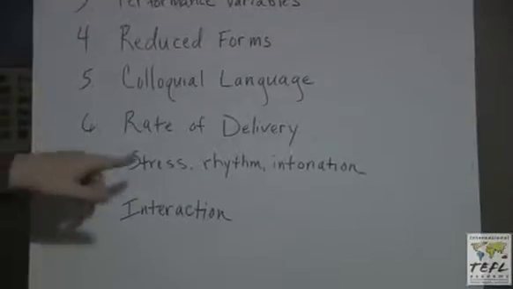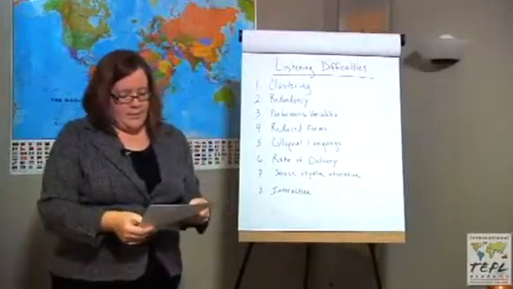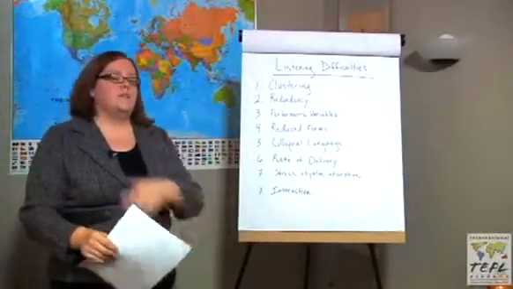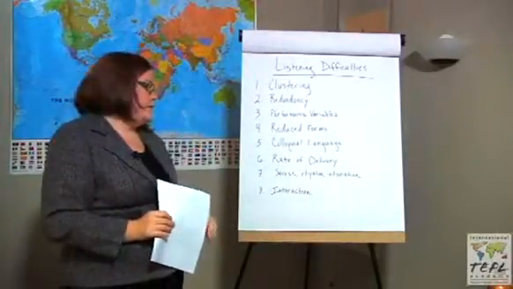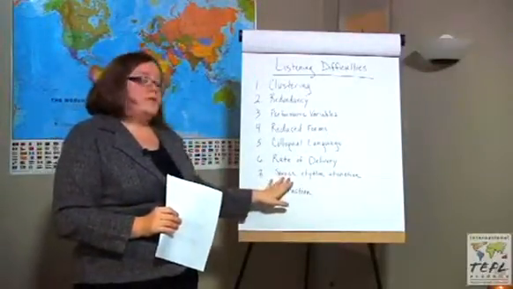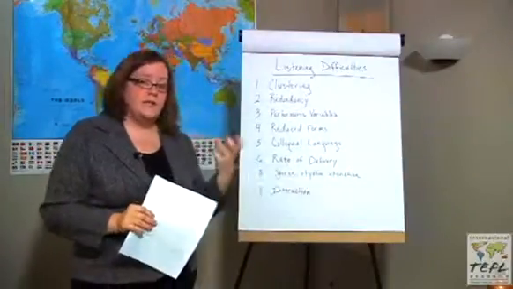Number seven, stress, rhythm, and intonation. So English may sound like just a garble of syllables to many non-native speakers. So that is why you need to specifically teach stress and rhythm and intonation and what to listen for.